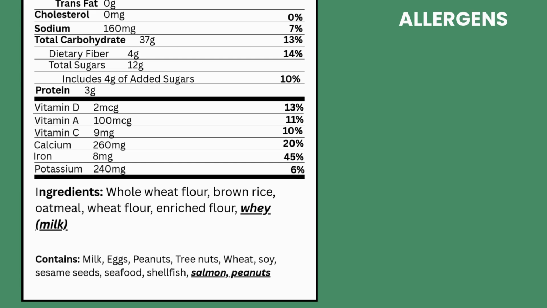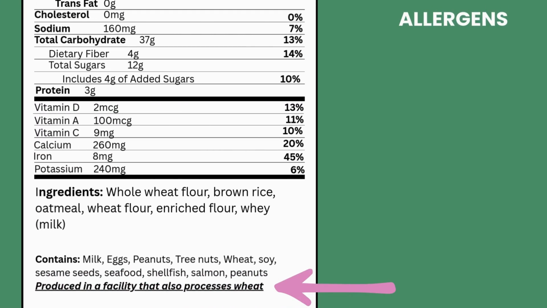Allergen information can be listed one of 2 ways on a nutrition label. It can be listed within parentheses after a food ingredient such as whey or milk, or at the end of the label with the words contains followed by the allergens. For tree nuts, fish, and shellfish, the specific type must also be identified, for example, almonds, salmon, or shrimp.